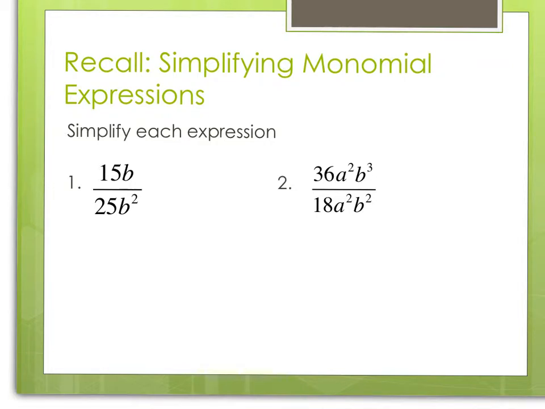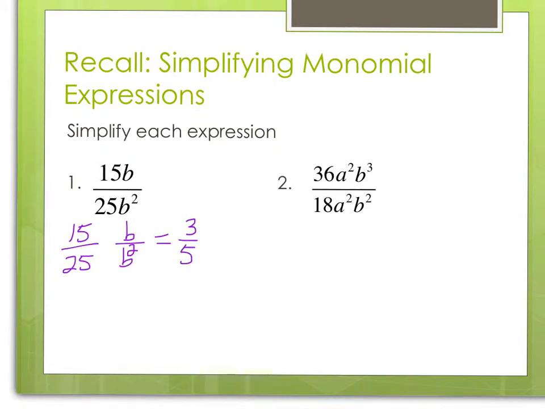Okay, we're going to simplify some expressions, and this should be a review from our unit on the laws of exponents. Okay, so we have 15b divided by 25b squared. And if I want, I could split this up and say it's the same as 15 divided by 25 and b divided by b squared. Well, I cannot divide 15 by 25 evenly. However, I can reduce that, and that reduces to 3 over 5.